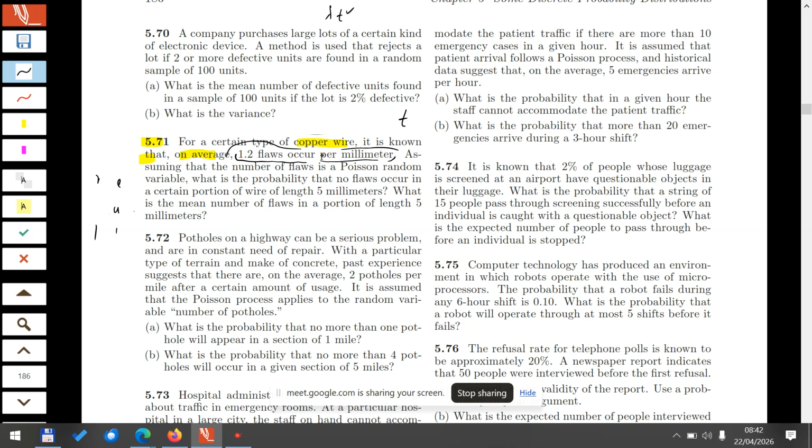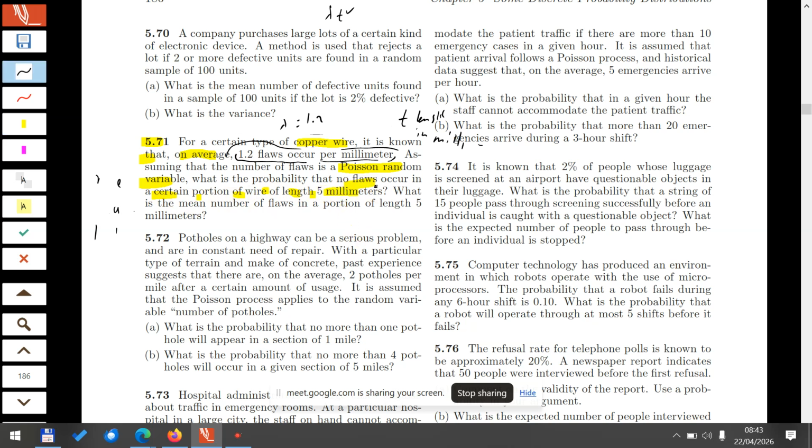In this case, it's the distance along the wire, so we'll still use t. If t is length in millimeters, or distance in millimeters along the wire, then this 1.2 will be equal to lambda, flaws per millimeter. Assuming that the number of flaws is a Poisson random variable, which he's now helping you with, although you can assume this yourself as well. What is the probability that no flaws occur in a certain portion of wire of length 5 millimeters?